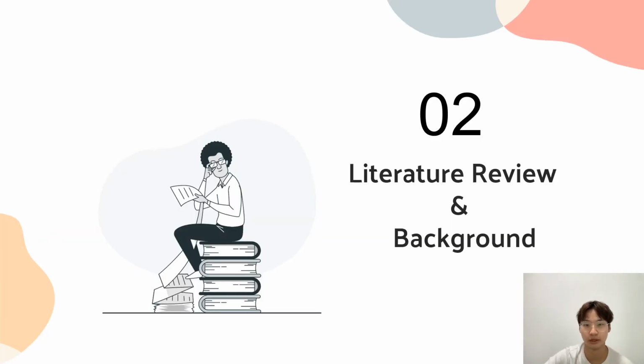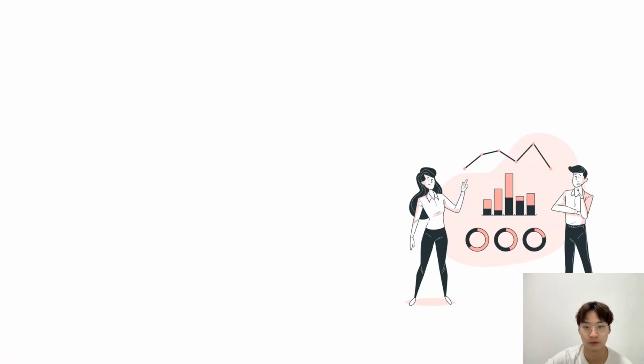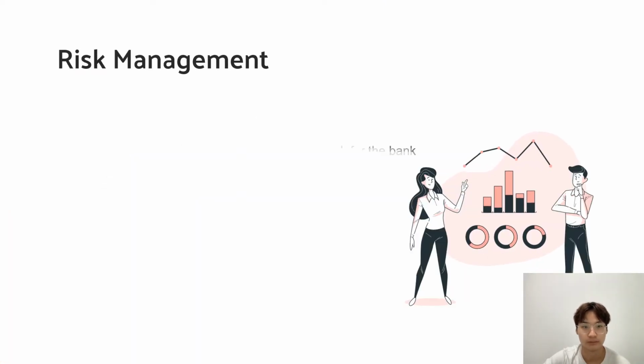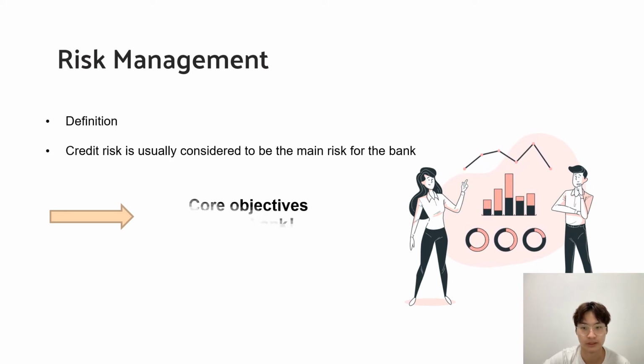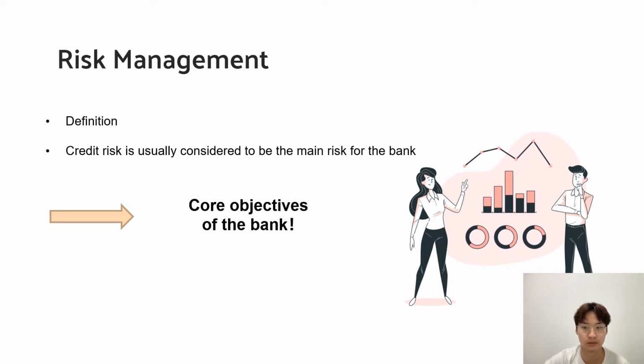Okay, for part 2, I will introduce the literature review and the background. Risk management is a process of identifying, evaluating, and controlling threats to an organization's capital and earnings. Credit risk is usually considered to be the main risk for the bank. This means that credit risk forecasting for loans is a core objective for banks.